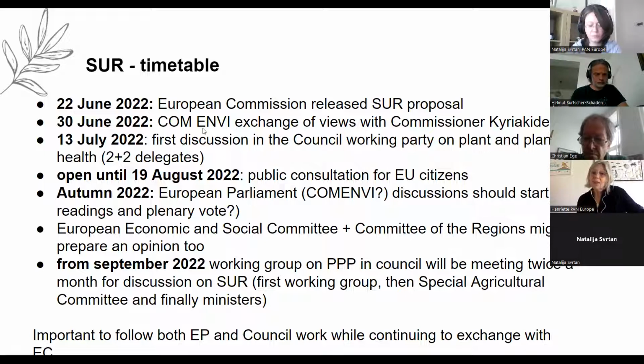In the autumn, the Parliament will start negotiating, and so will the Council. The Council will have 2 working group meetings behind closed doors, starting in September. It will be much easier for us to follow the Parliament discussions because they are much more open, but it's still very important that we follow both.